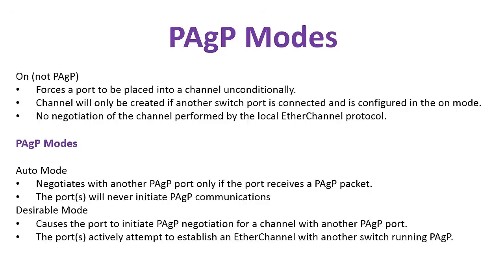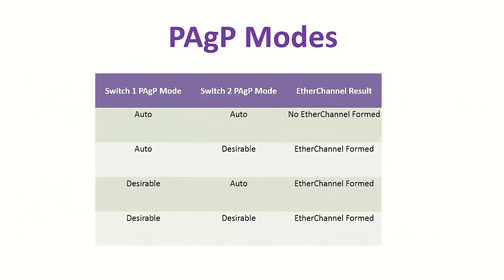Now, the port aggregation protocol modes are either auto or desirable. Auto is basically a passive mode. It negotiates with another PAgP port only if it receives a packet. Otherwise, it will stay in a passive mode. It will not send any packets. It will never initiate PAgP communications. In desirable mode, the port initiates negotiation for a channel with another PAgP port. So it actively attempts to bring up the EtherChannel.